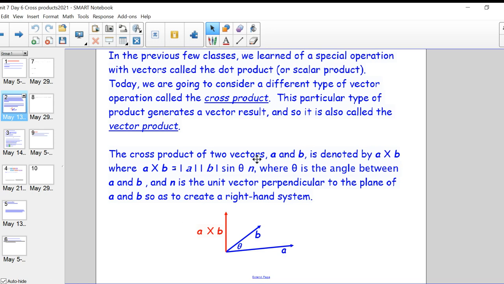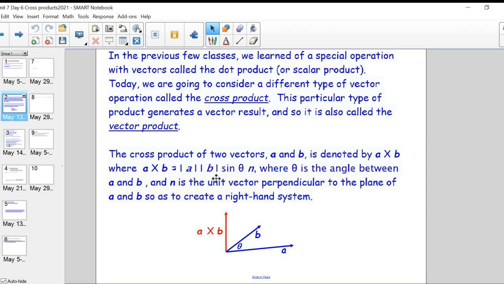All right, so the cross product of two vectors A and B is denoted by A cross B, not dot. So you don't see a dot this time, you see a cross. And it's equal to the magnitude of A times the magnitude of B, times the sine of theta, where theta is the angle between them, and n is the unit vector. So there is a unit vector perpendicular to the plane, meaning at right angles to the plane of A and B. A unit vector, of course, means it has a length of 1.